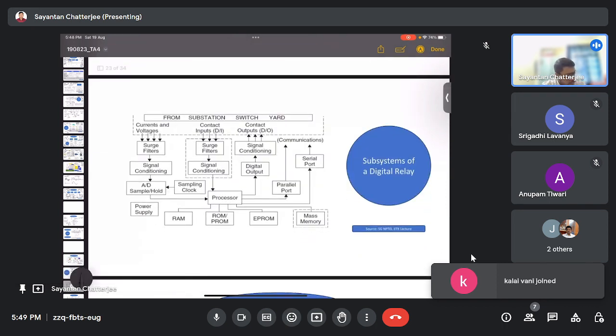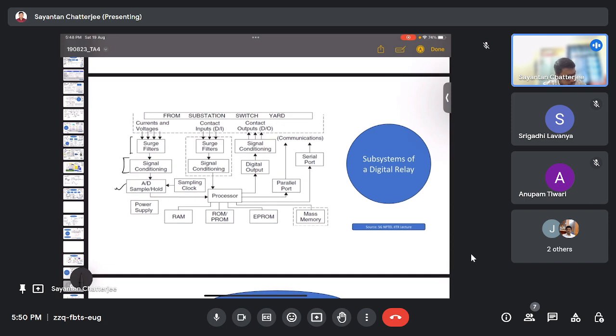So this is the subsystem of a digital relay, where we first have the surge filter to block the high frequency components. Then we have signal conditioning blocks to allow the required signal to flow, because every piece of information is not required from the operation side. Only the frequency component that is required by the system is fed to the relay for its operation. And this is the analog to digital sample and hold, which performs the sampling clock.